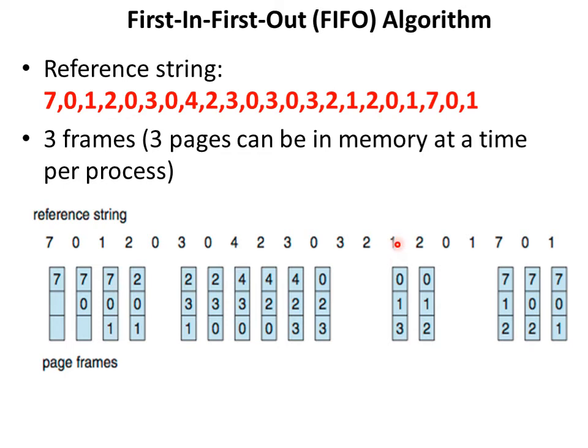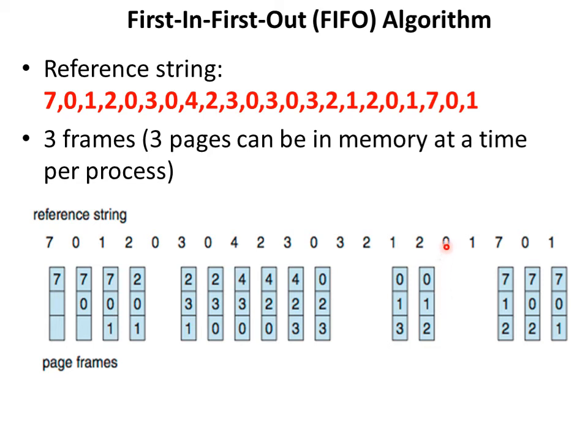Then there is a request for page 1 which is not there in the memory. You have 0, 2, 3. Now the victim frame is the oldest page in the memory, that is 2. So 2 is replaced by 1 here with the page fault. Next incoming page is 2. 2 is not there in the memory. There is a page fault and the victim frame is the oldest page in the memory, that is 3. So 3 is replaced by 2.